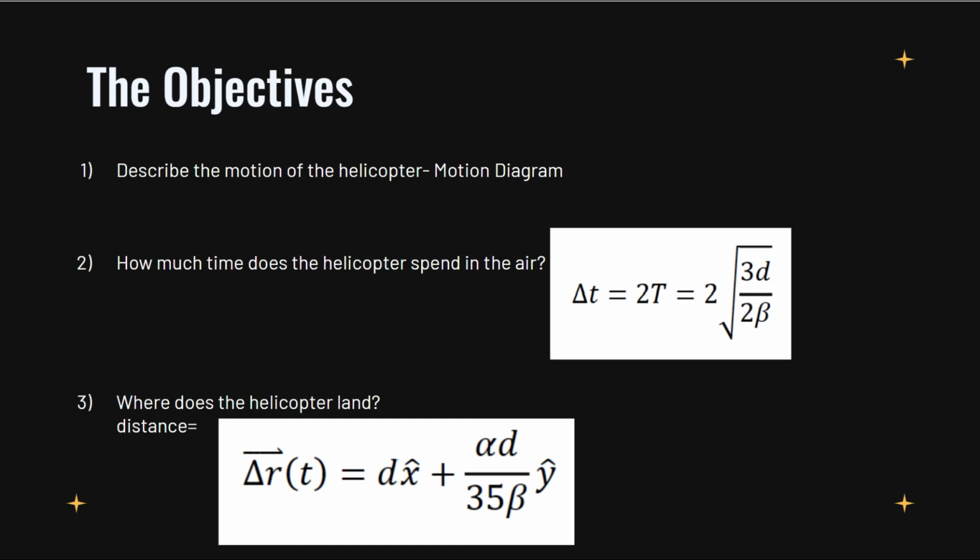The third and final objective for this project was to determine where the helicopter lands. This was answered by the equation written below of delta r of t, which has the x component being multiplied by d plus alpha of d divided by 35 beta in the y hat direction.